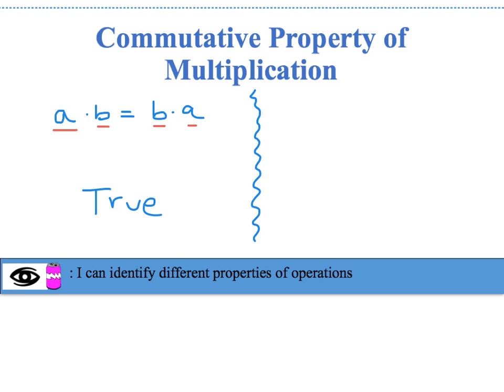Let's plug in some numbers. Let's say 3 times 4 is equal to 4 times 3. So let's see if this is a true statement. 3 times 4 is 12, and 4 times 3 is 12. So that is a true statement. So this is an example of the commutative property of multiplication.